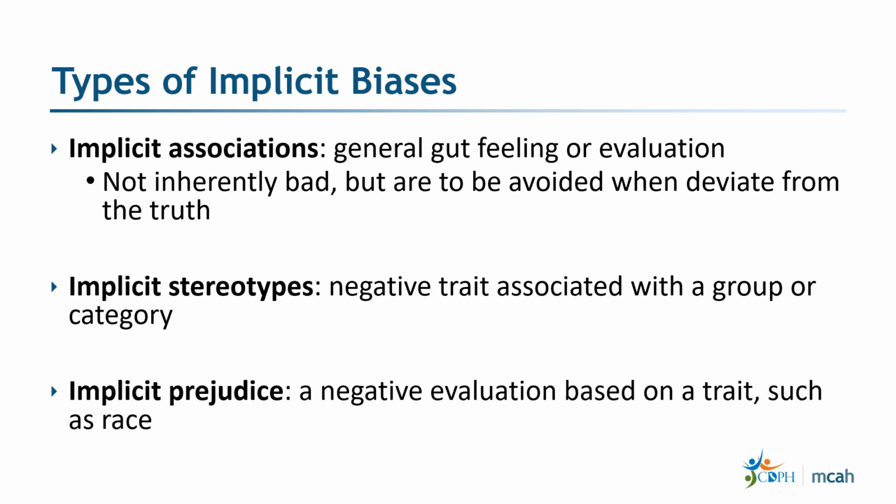Another more dangerous type of implicit bias is implicit prejudice. This is a negative evaluation based on a trait such as race. In other words, having an automatic preference for one race over another without even being aware of this bias.